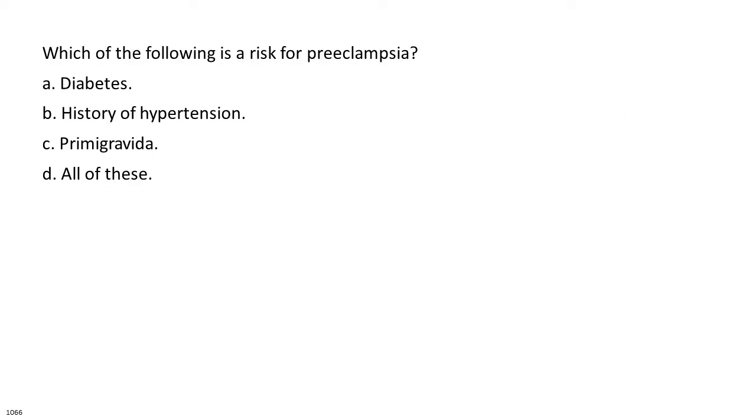Which of the following is a risk for preeclampsia? A. Diabetes. B. History of hypertension. C. Primigravida. D. All of these.